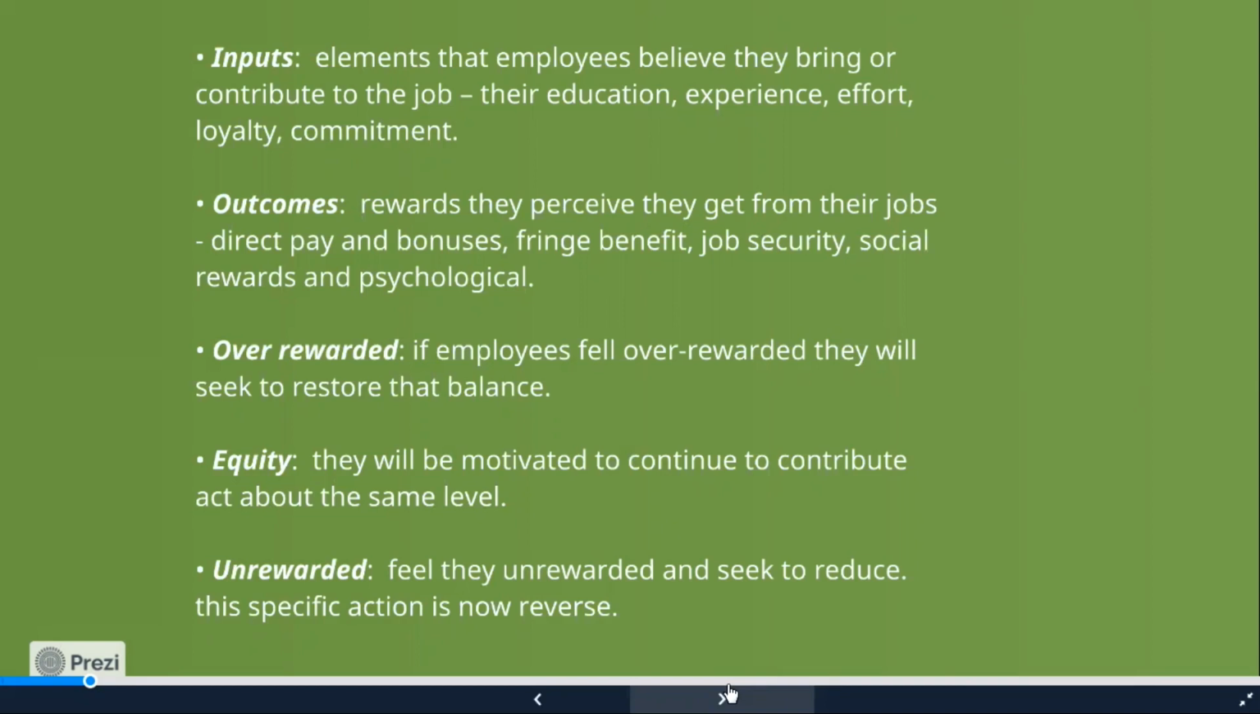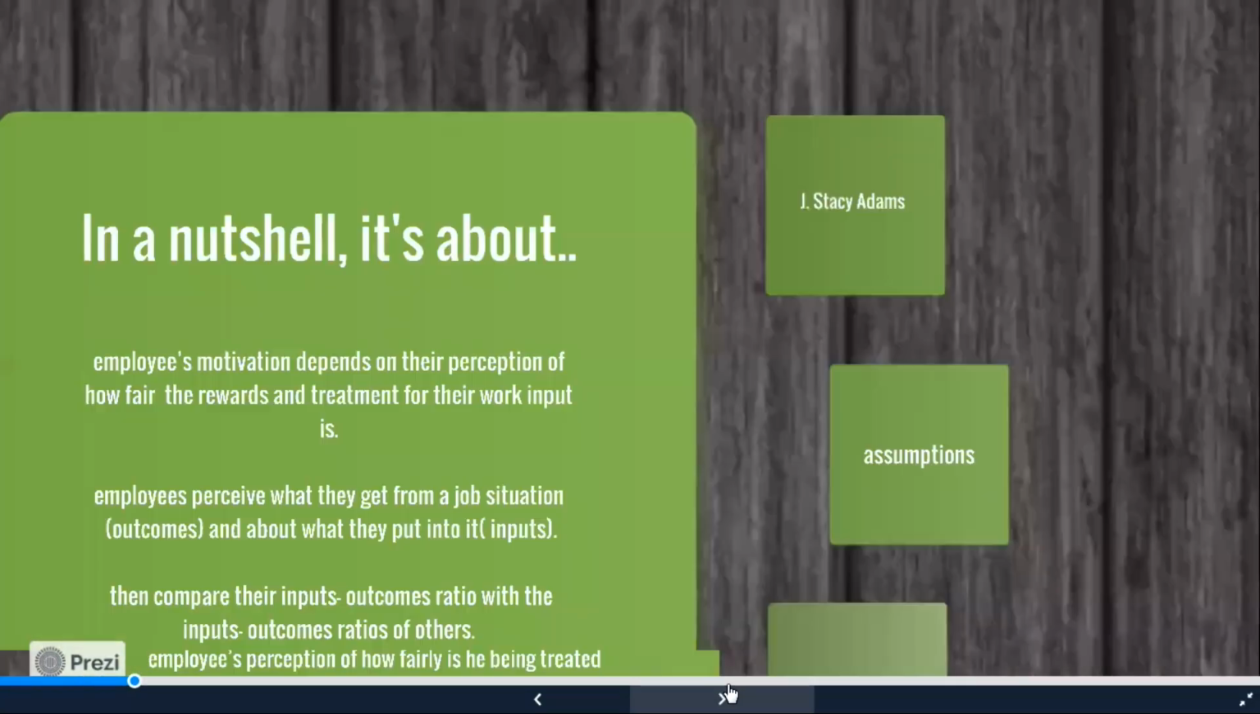Outcomes and inputs. Take a look at the inputs, please, now. Elements that employees believe they bring or contribute to the job, like what? Education, experience, effort, loyalty, commitment, all that, right? Outcomes, what are they? What you get from the job: fringe benefits, job security, social rewards, psychological rewards. So all of it is added up here. If you look at Maslow, all of Maslow is here. If you look at Herzberg, all of it is here. But the way it's analyzed is a different one, technically in a way of inputs and outcomes.